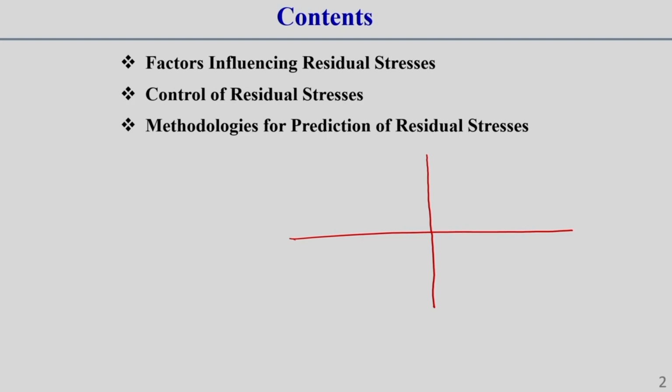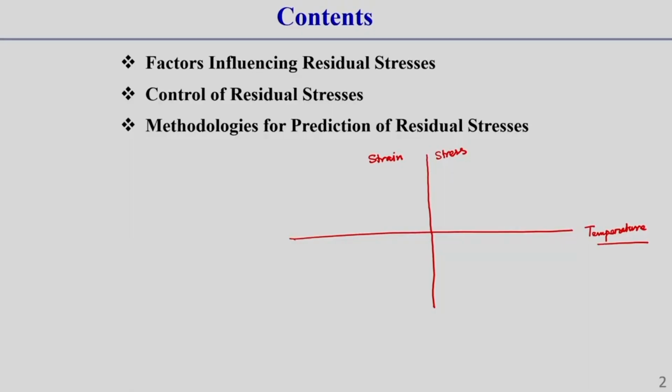So, we can draw a temperature versus residual stress and strain curve here. Let this axis represent temperature, and let this axis represent our stress. On the right side I will discuss stress and on the left side I will discuss strain. I will show how this stress strain behavior develops in a welded cross section with the variation of temperature. Along this direction temperature is increasing.